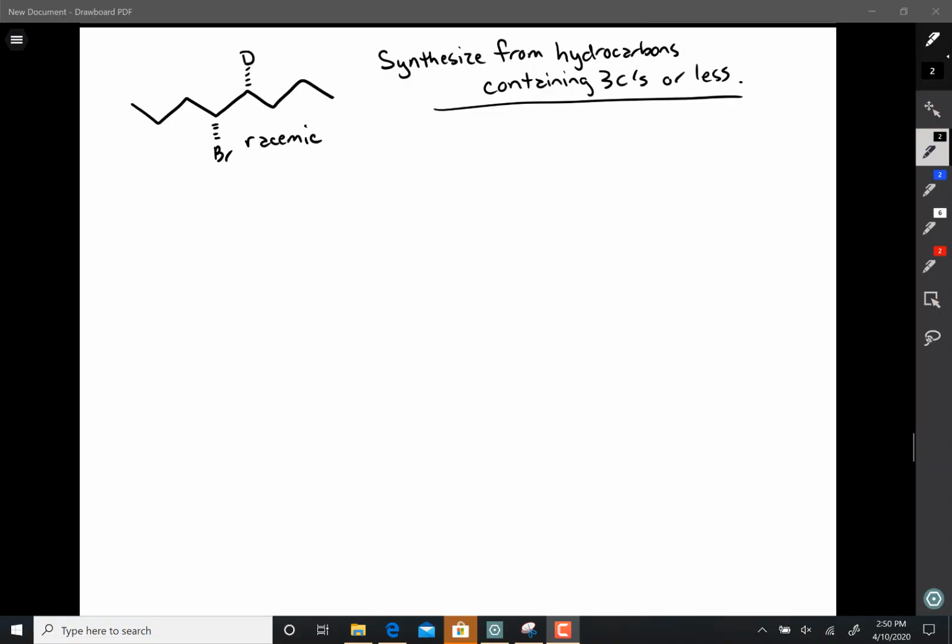Okay, this is a synthesis problem. We have to synthesize the following molecules from hydrocarbons containing 3 carbons or less. So we have a bromide. Well, one thought is to immediately start thinking about adding that bromide via addition across an alkene.